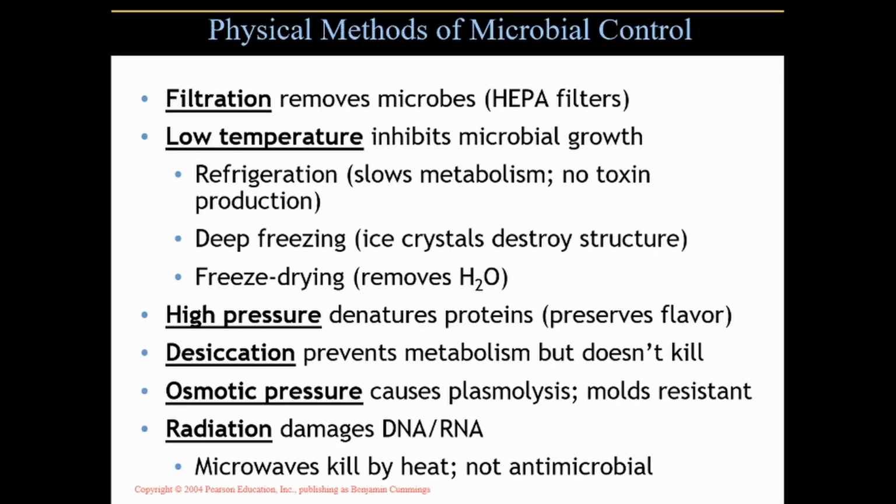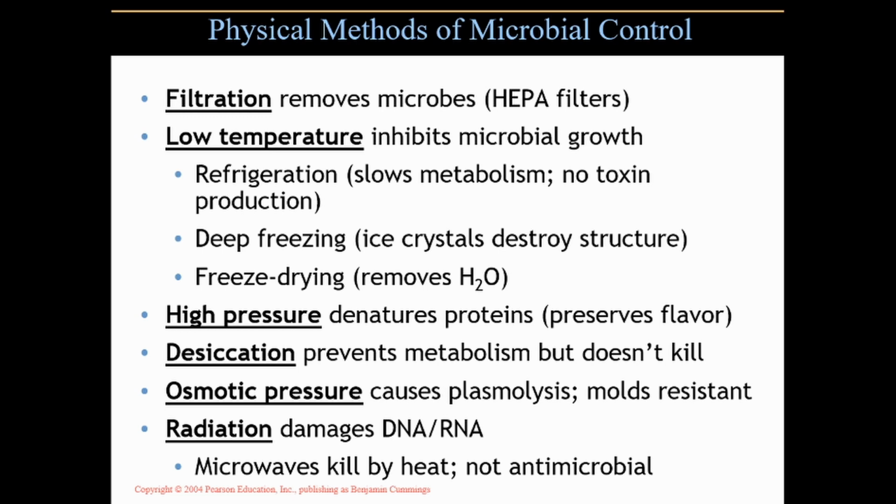Other physical methods of control is filtration, like using a HEPA filter, for example, that filters the air, say in an air conditioning system or a heating system. Low temperature will inhibit microbial growth. It's like bacteriostasis, where refrigeration will slow metabolism. They don't produce toxins. Deep freezing does. Ice crystals will destroy the structure of the microbes. Freeze drying removes all water, so there's no water available for their metabolism. And so these products can be kept at room temperature because there's no water in there to carry out any biological processes with freeze drying.